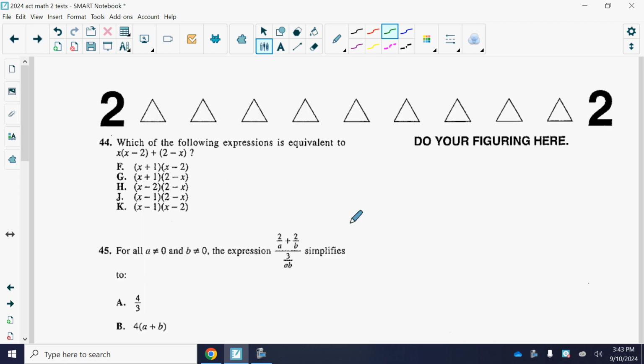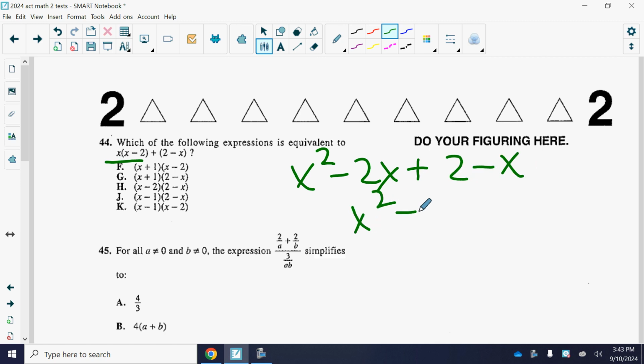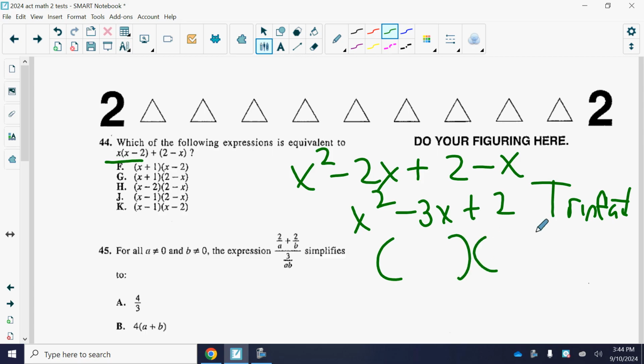Problem's coming up a lot, isn't it? The first one's x squared minus 2x. I distribute the x. The second one, I don't distribute nothing. So it ends up with x squared minus 3x plus 2. That's a trinomial factor, so you can factor by trin fact. It'll do it for you.